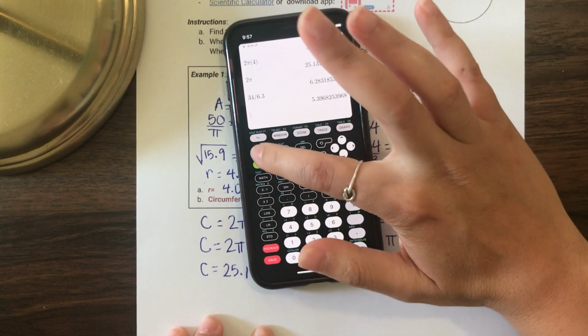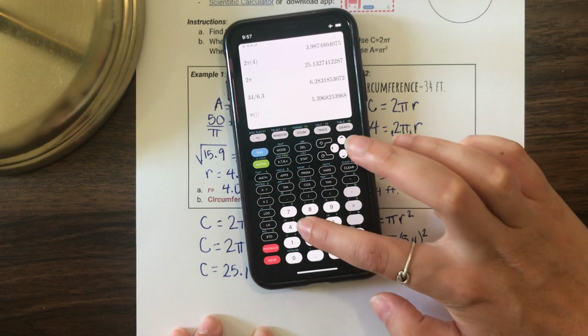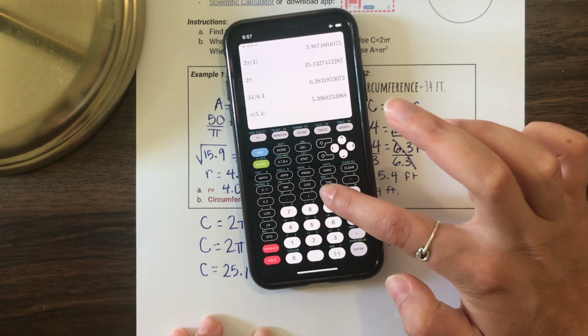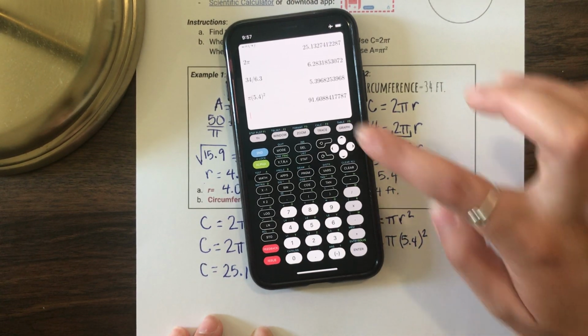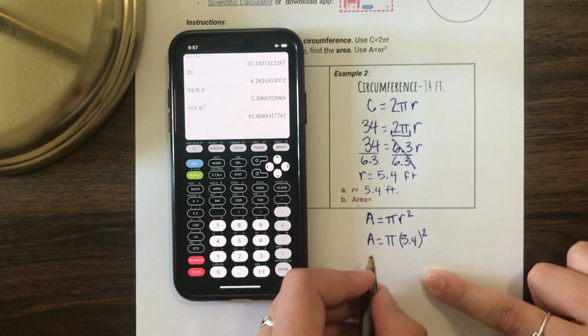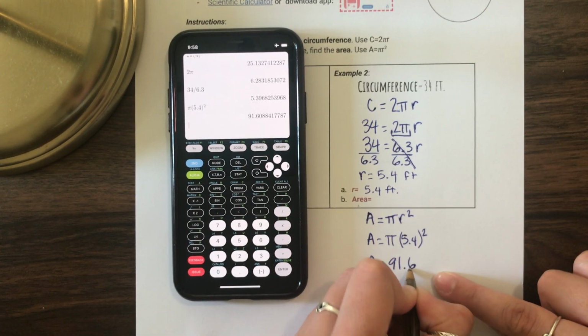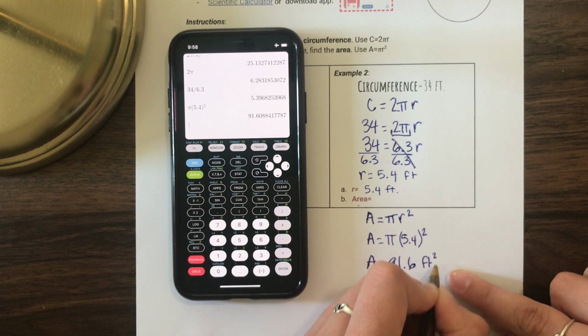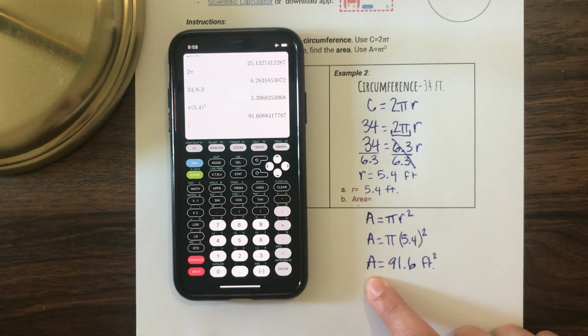So, second, pi, open a parenthesis, 5.4, close it, squared, equals 91.6. So the area of this circle equals 91.6 feet squared. Now remember, you square the unit when it is the area.